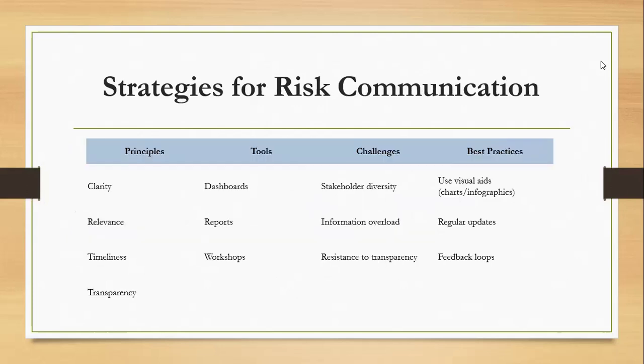Now, let's talk about strategies for effective risk communication. Communicating risks properly is key to keeping stakeholders informed and the project on track. First, we need to follow some important principles. Clarity. Clarity is crucial. Our communication should be simple and easy for everyone to understand, no matter their background. Relevance is also important. We should only share information that is useful and specific to each stakeholder.